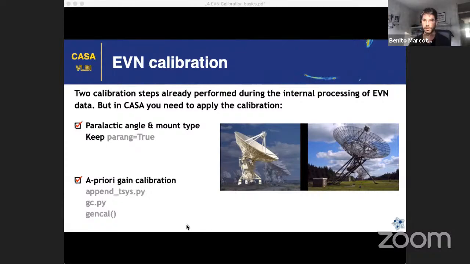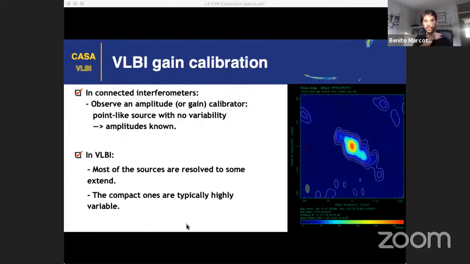Probably several of you are coming from connected interferometers like VLA, Westerbork, ATCA, where you typically observe an amplitude calibrator during your observations. This is typically a point-like source with a really stable emission, so you don't see any variability at all. So you know the absolute flux that this source should exhibit. As you observe it, you just need to scale the amplitudes that you're observing in your data to the expected amplitude for this source, and you apply the same correction to the other ones.